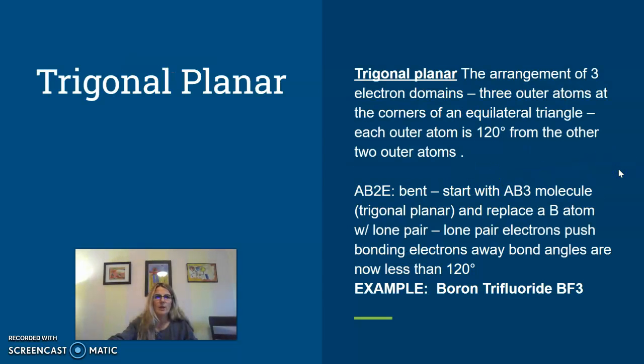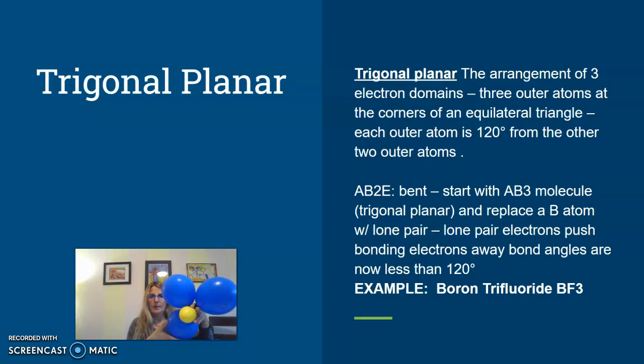The next one is the trigonal planar, and that has an arrangement of 3 electron domains. So that is this guy here. So he has 3 electron domains. So there's 3 outer atoms at the corners of an equilateral triangle. So here's the center one, and here's the equal triangles. So they have a 120-degree angle. That's the distance between them. It's 120 degrees. This can have 1 lone pair.